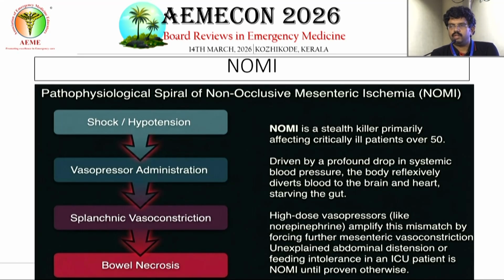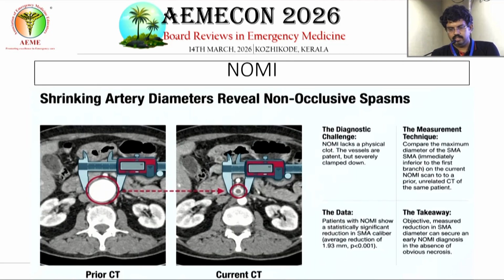So a word about non-obstructive mesenteric ischemia. The patient will be having shock or hypotension. So what will you give? You will give fluids. If not responding, you will give vasopressors, and vasopressors will cause splanchnic vasoconstriction leading to bowel necrosis in this case. The only diagnostic thing we can do is, one, shock bowel if we can find.